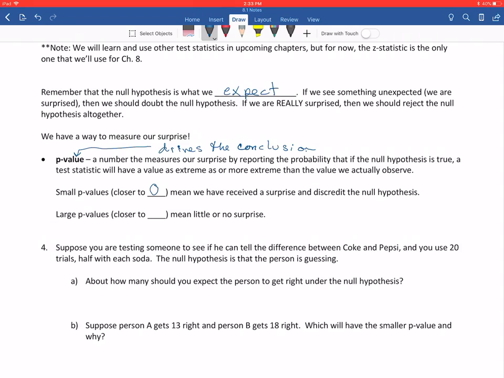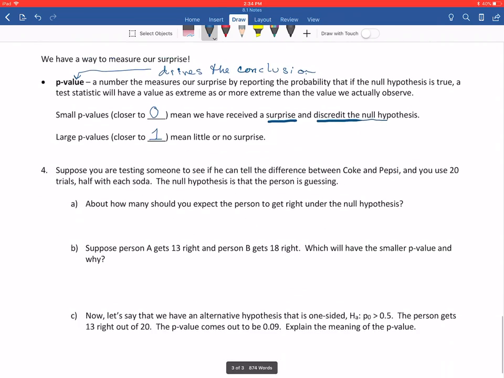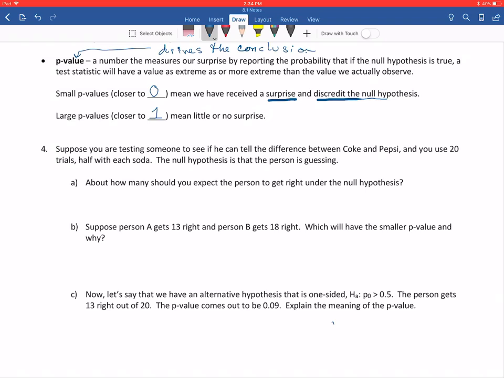Okay, so here's the catch. Small p-values close to 0 mean you are surprised and they discredit the null. Large p-values close to 1 mean little or no surprise. So again, these are probabilities. Probabilities can only be between 0 and 1. So small, meaning close to 0, is surprising, discredits the null, and large, closer to 1, is no surprise.